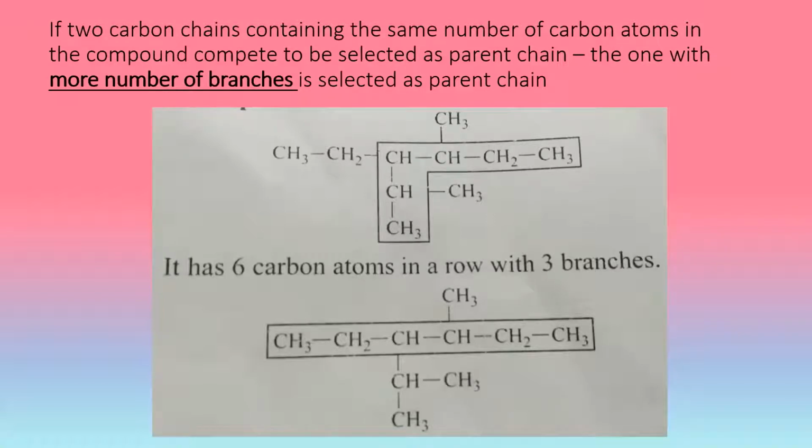In the first one, if you see, the number of carbon atoms present in a row is 6, and even in the second one, the number of carbon atoms present in a row is 6. But in the first one, there are 3 substituents attached to it, and in the second one, there are only 2 substituents attached to it. That's why we select the first one to be our parent chain.